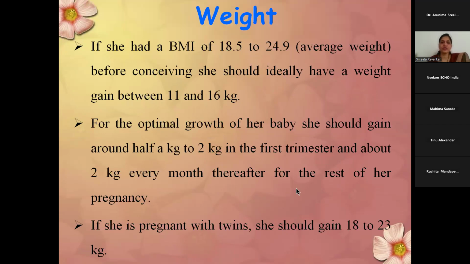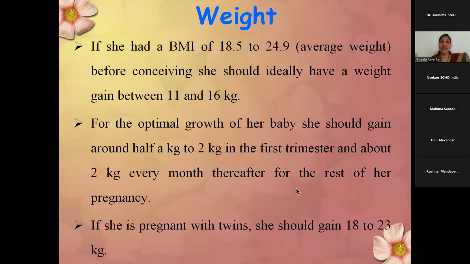For the optimal growth of the baby, she should gain around half kg to 2 kg in the first trimester. As we know, during the first trimester the weight gain is very slow, because the woman experiences nausea, vomiting, heartburn. She'll be having morning sickness because of the effect of the hormones. During that period the woman does not gain much weight.